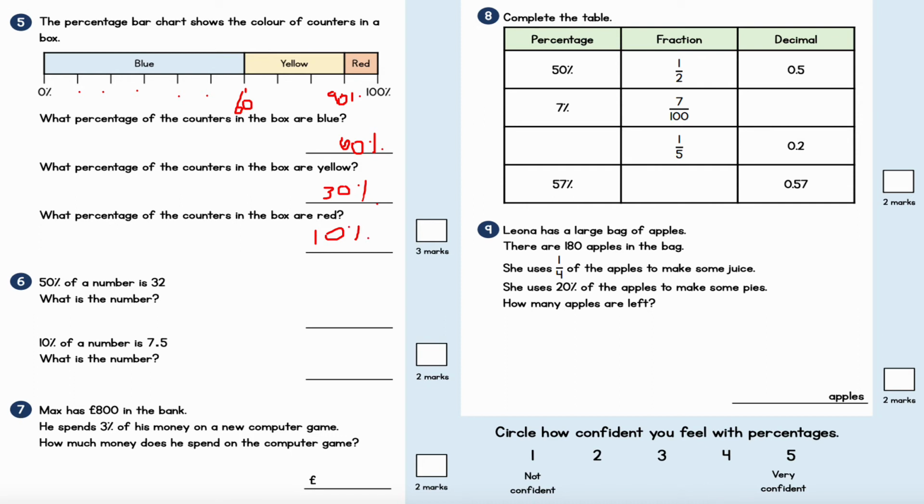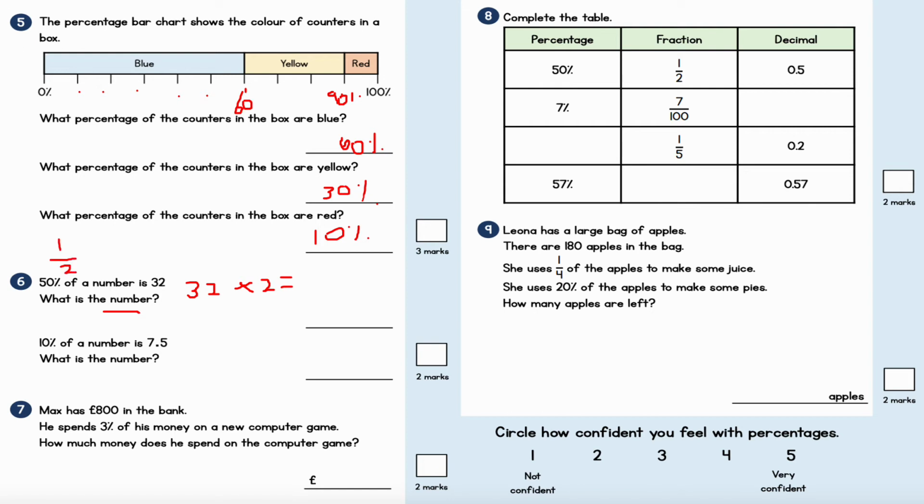This is question number 6, guys. It says 50% of a number is 32. What is the number? So 50% of something is 32. So this is like a reverse percentage question. So if I double my answer, that will tell me the number that I'm looking for. And the reason why I'm doubling it is because 50% is the same as half as a fraction.